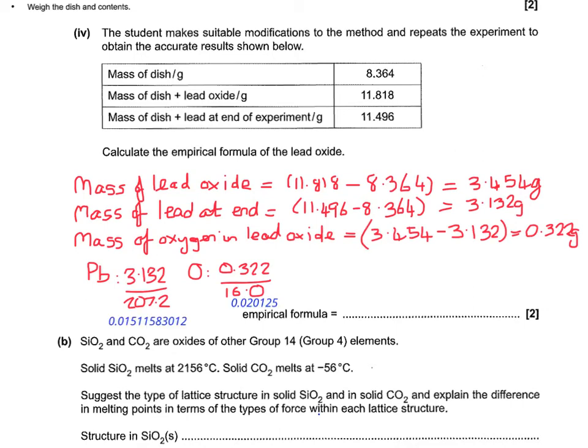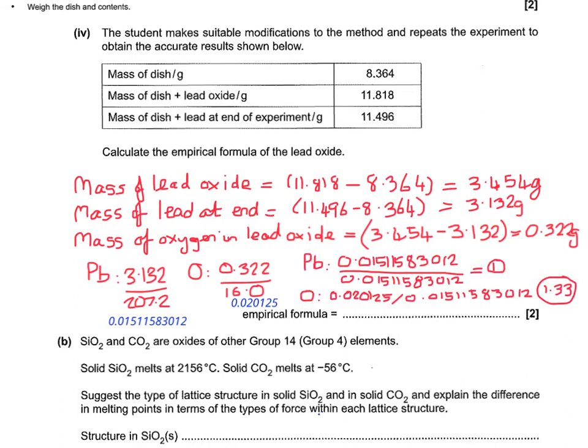So if we divide one by the other, as in the mass by the molar mass, you get 2 numbers that don't necessarily add up to 2 whole number ratios. So by multiplying up by 3, it starts off as 1 to 1.33. You get 3 to 4, which gives you Pb3O4 instead.